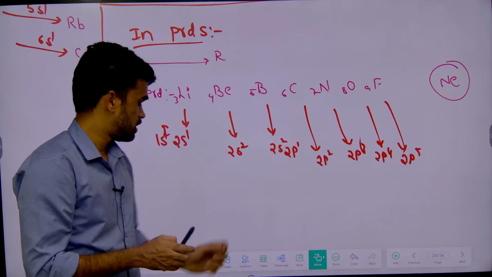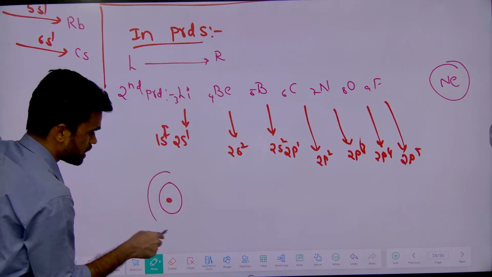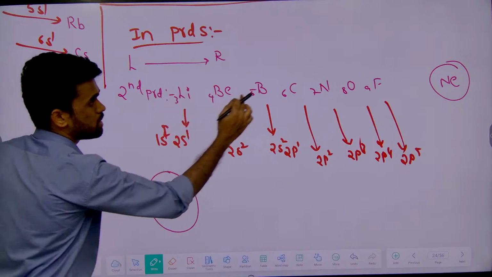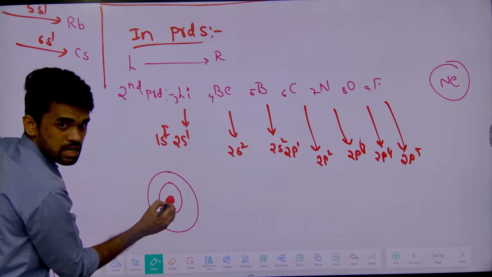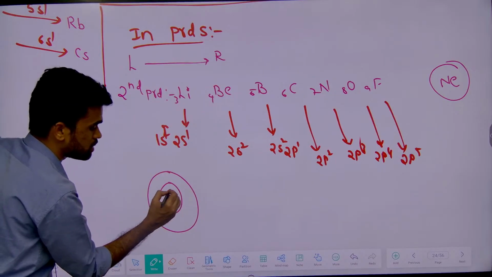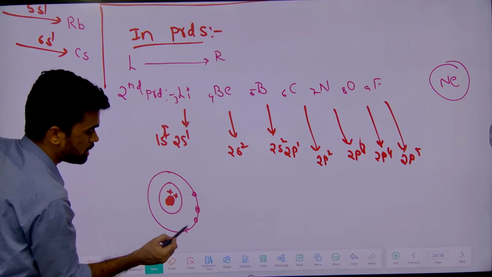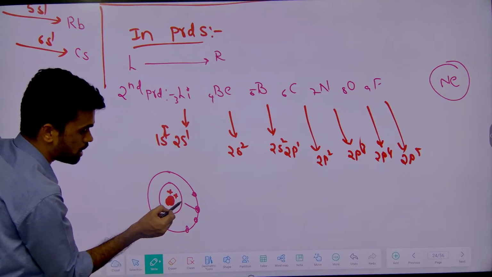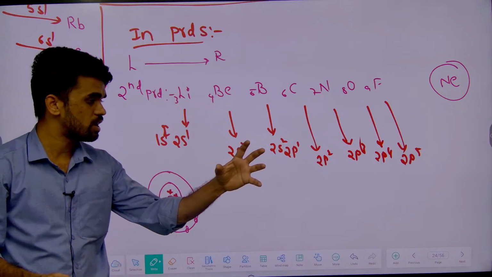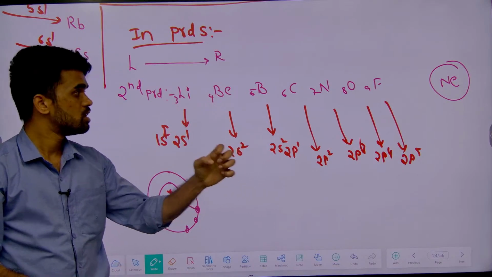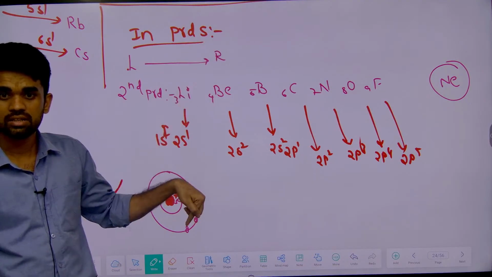Now second shell only. Therefore, what happens if this is the nucleus, first shell, second shell? As atomic number increases, the number of protons in the nucleus also increases. If protons are increasing, the positive nature is more, and the new electron also enters here only. This negatively charged electron is strongly attracted by the nucleus. If it is strongly attracted, what happens to the size? Decreases. So that's why when we move from left to right in the periods of the periodic table, size decreases.